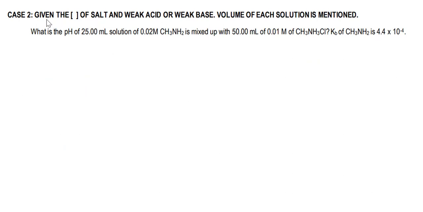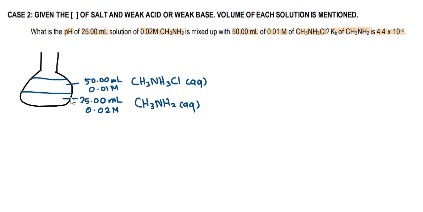For the next example, you are given the concentration of the salt and weak acid or weak base, and the volume of each solution is mentioned. So have a look at the question. What is the pH of 25 ml of 0.02 molar CH3NH2 mixed with 50 ml of 0.01 molar CH3NH3Cl? The Kb of the base is given, which is 4.4 times 10 to the power of minus 4. It is better for you to draw this flask containing the 25 ml of 0.02 molar base and 50 ml of 0.01 molar salt. The total volume that we got here is 50 plus 25, so we have 75 ml.